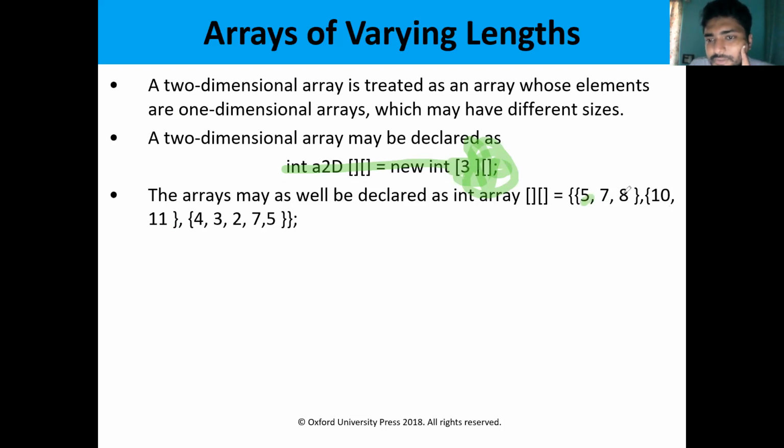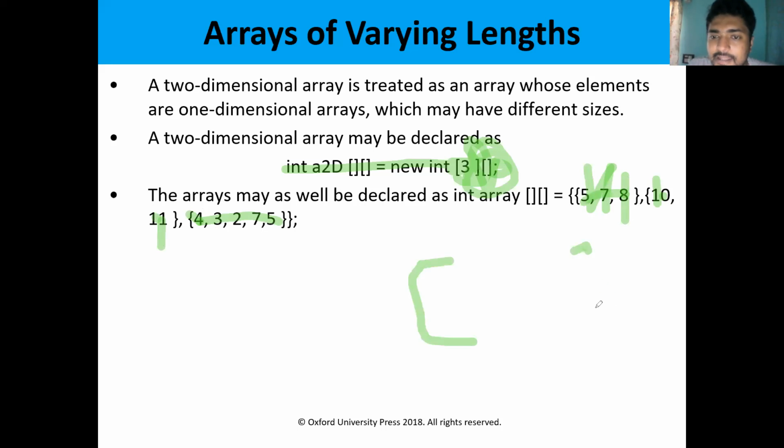So here 3 rows, and columns are not defined. The first row has columns 5, 7, 8. The second row has two columns only. Here we have 3 columns, here we have 2 columns, here we have 5 columns. That means we are varying the length of a matrix.